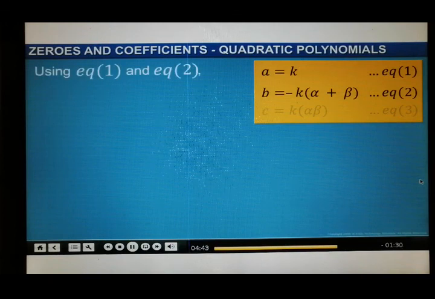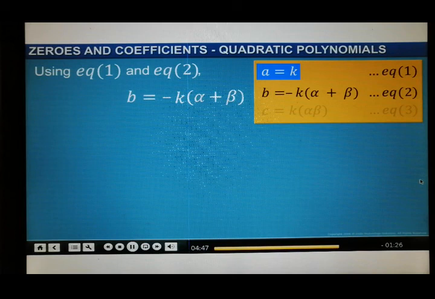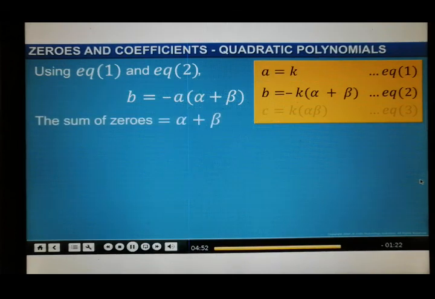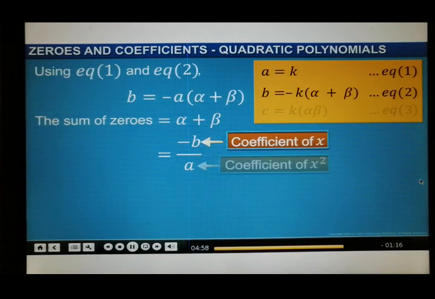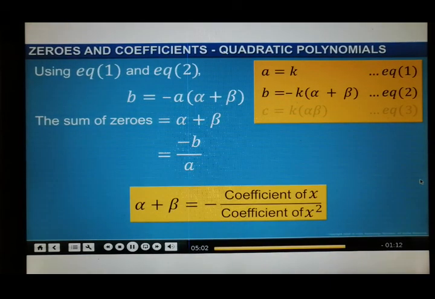Now, let us use equation 1 and equation 2 to get this relation. This equation indicates that the sum of the zeros is equal to minus b divided by a. Here b is the coefficient of x and a is the coefficient of x squared. Therefore, this equation establishes the relationship between the sum of zeros and the coefficients of the quadratic polynomial.